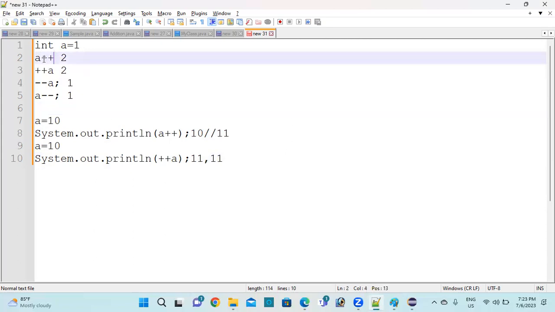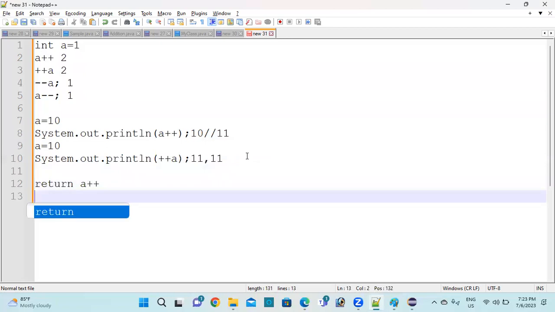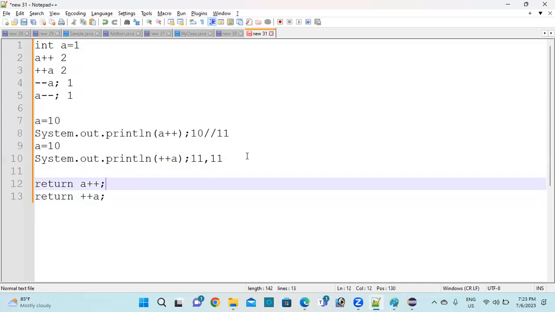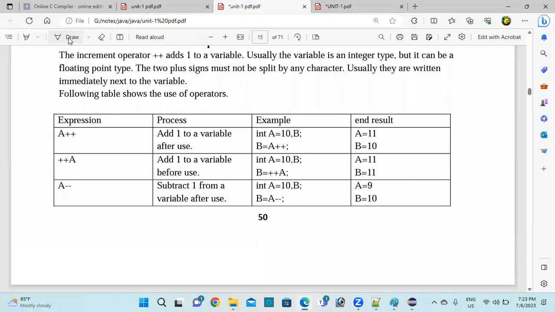Once again, I'm telling you, when these statements are alone, it does not depend. Sometimes it may look like this also: return a plus plus, return plus plus a. In this situation also the values are different. I will tell you now what that is. Now let us see one more method.